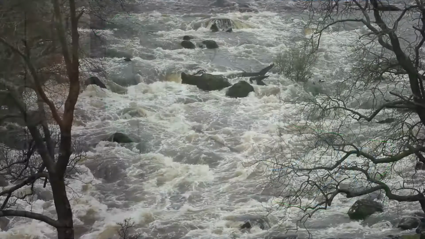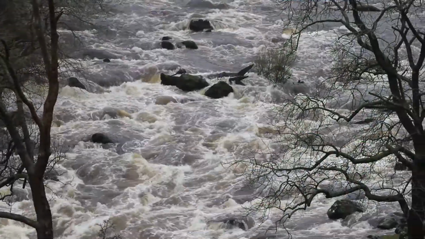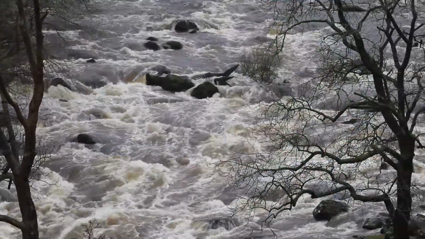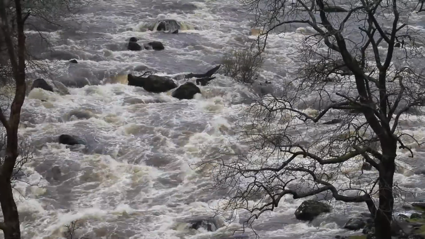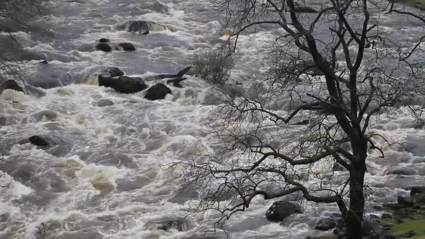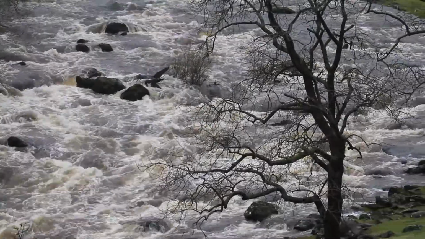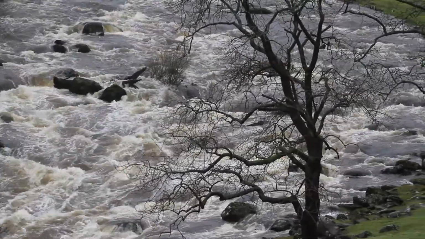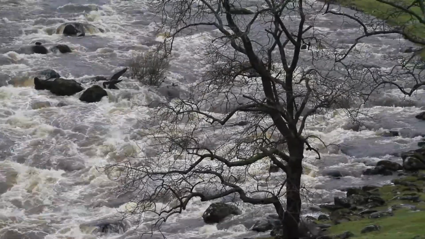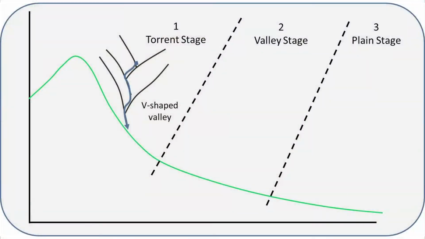In the torrent stage, boulders are running down the riverbed very, very quickly. There's a lot of corrosion, attrition, solution going on, and we get a totally different type of valley shape. It's called a V-shaped valley. There it is there, caused by vertical erosion.